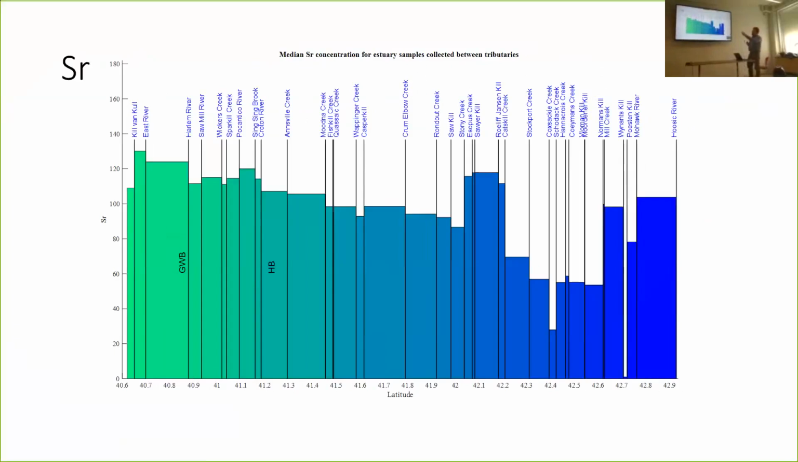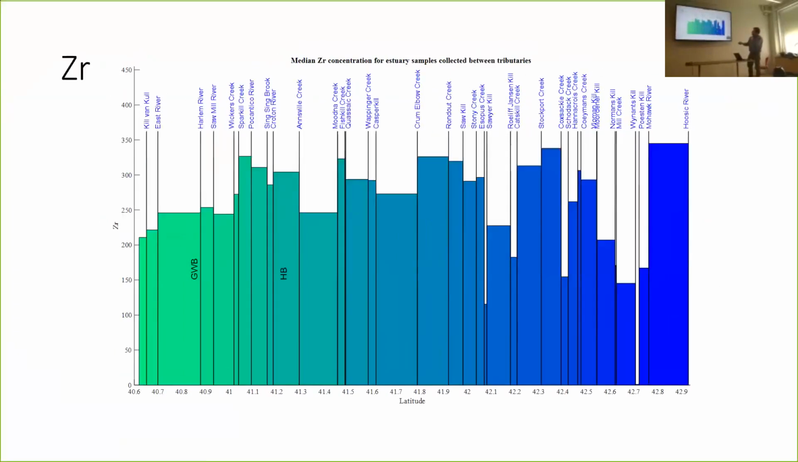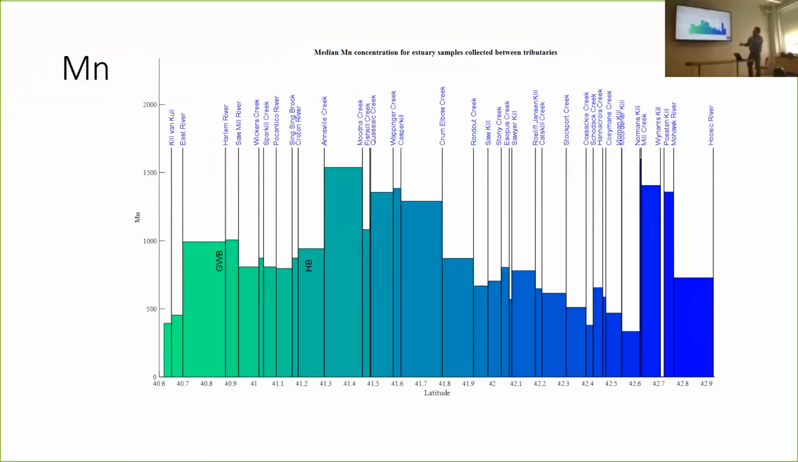We're potentially seeing the influence of some sort of marine particulate end member. What else do I have? Zirconium hung out by itself. It's more susceptible to grain size, so physical size differences, but it seems to vary quite a bit. The other elements that we measured sort of hung out there by themselves.